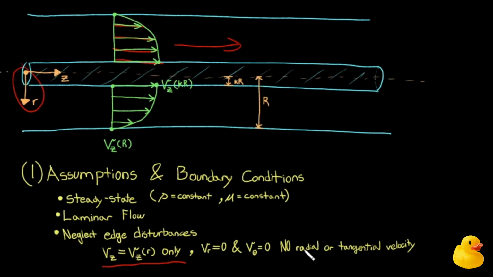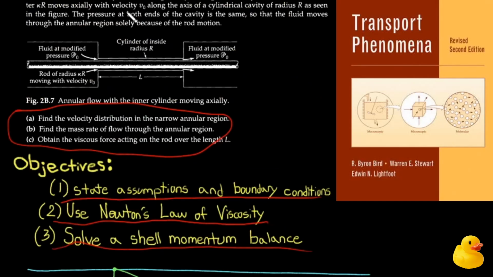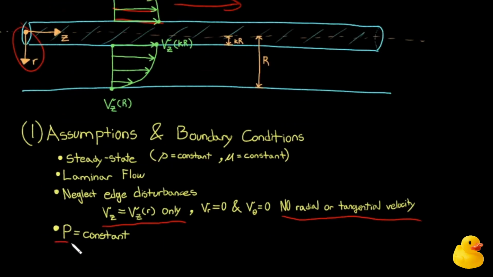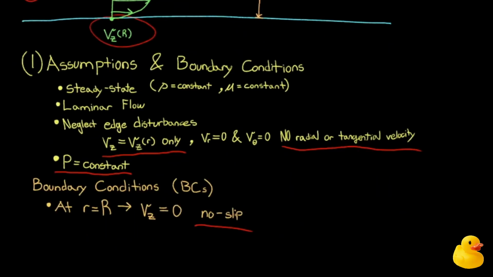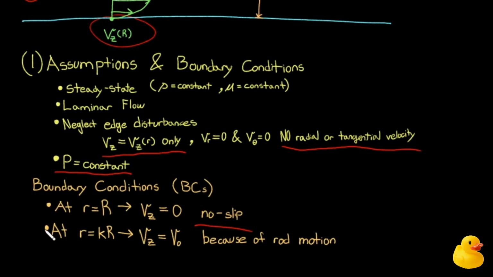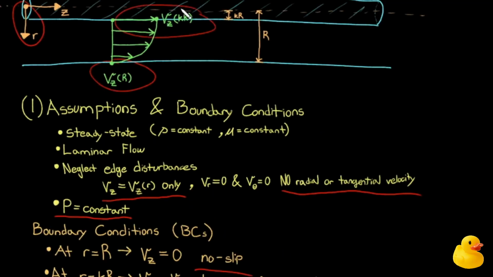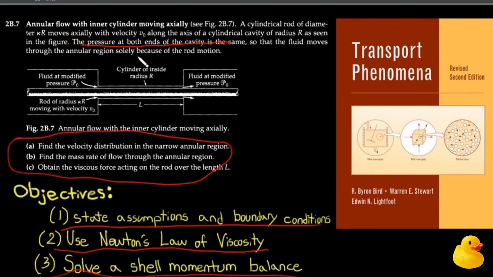Furthermore, we have no radial or tangential velocity. Also from the problem, we see that the pressure in the inlet and outlet is constant, so P for pressure is constant. We can now set up some boundary conditions like velocity v sub z at r equals 0 because of the no-slip assumption. Next, we can state that at radius kR, the velocity is v sub naught. And we basically just get that from going back to our problem and seeing this here and over here.